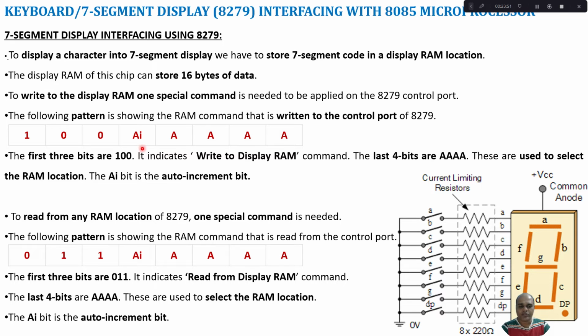In the same way, the CPU can also read from any RAM location. That is identified by 011. So the 011 pattern indicates read from the display RAM, and the location is given by AAAA. After reading data, the address can be incremented to the subsequent location, so that the next read operation can be taken care of. That is using auto increment. So 100 represents that the CPU is going to write data onto the display RAM, and 011 represents that the CPU is going to read data from the display RAM.